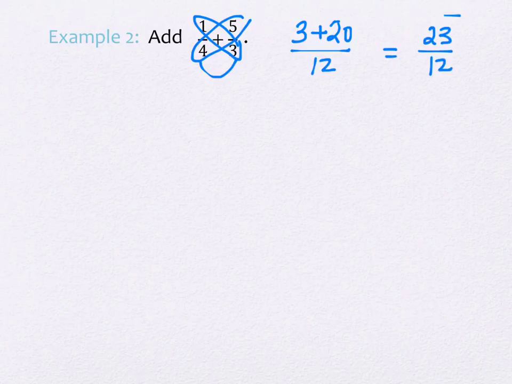23 over 12. And just like I said on the previous screen, because I wasn't told that this had to be done specifically in mixed number form or anything, then this is a perfectly legitimate way of leaving the answer. Now we would want to look to see if it can be reduced, but 23 is prime, so it's not going to be reduced. But if it could be, we would do that still, even if we didn't change it to mixed number form, right?